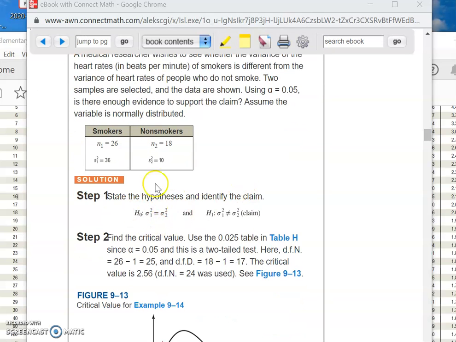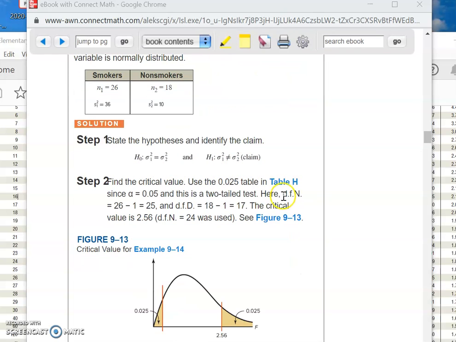Okay, so the null hypothesis is always the same. We're assuming the variances are the same. That's our hypothesis. The research hypothesis is saying, nope, it's not true. They are not the same based on this data. The researcher is saying you could not possibly have the same variances.